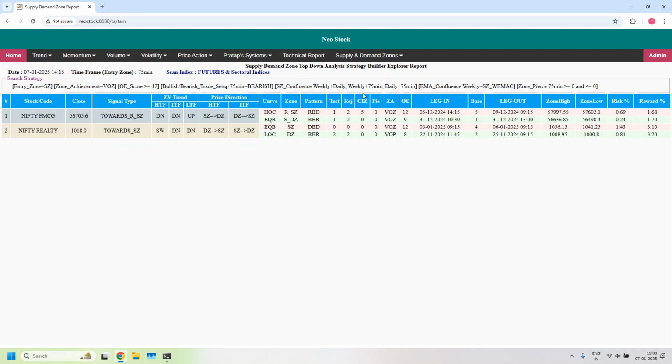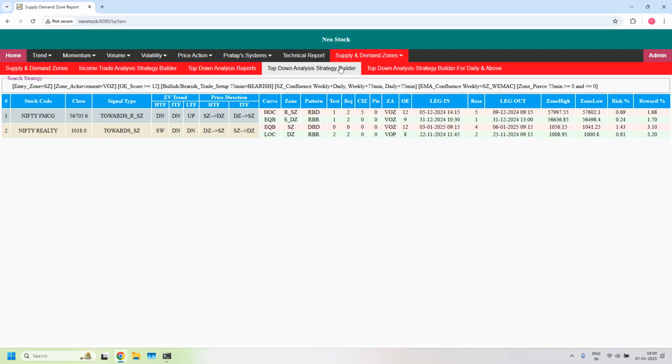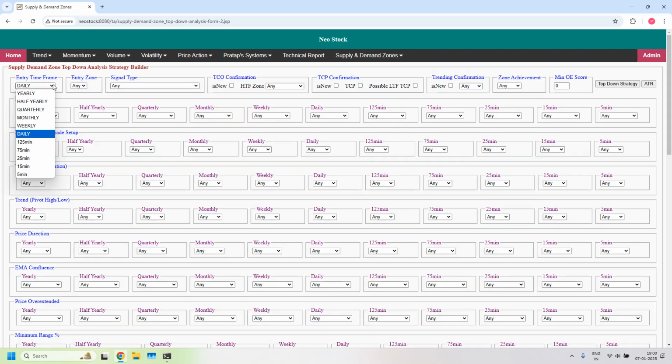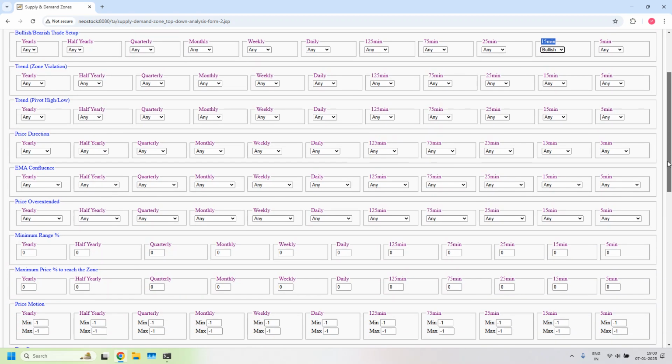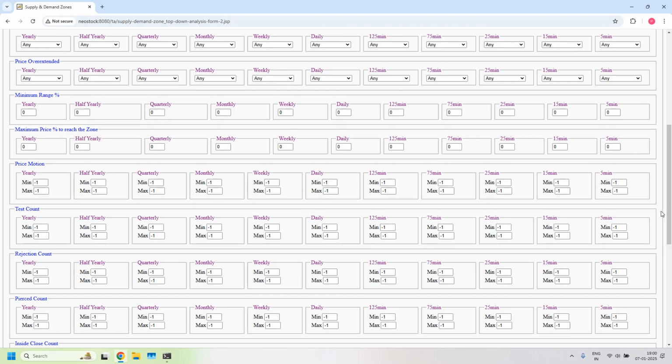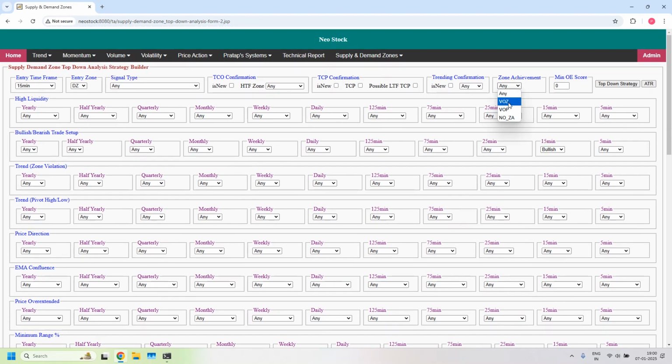Next, bullish trade setup for daily income trade. Entry time frame is 15 minutes. Entry zone is a demand zone. In bullish or bearish trade setup, at 15 minutes time frame, I am selecting bullish. These 15 minutes demand zones should not be pierced. So in the pierced count at 15 minutes time frame, I am setting minimum value 0, maximum value 0, zone achievement violated opposing zone, minimum order enhancer score 12.